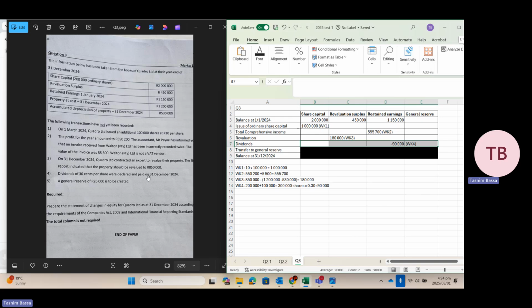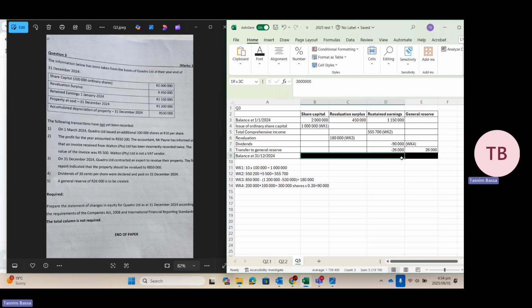Number 5, a general reserve of 26,000 is to be created. Remember, we didn't have any balances in our general reserve. So now they are moving money between reserves. When money goes to another reserve and they don't tell you where it's coming from, it would come from the retained earnings. So you're transferring money from the retained earnings to the general reserve. So minus 26,000 in the retained earnings and plus 26,000 in the general reserve.